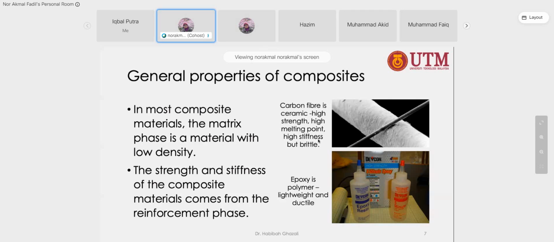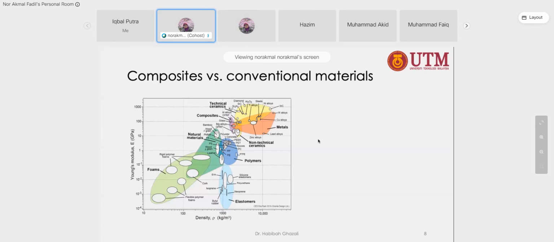So if we combine it with a polymer, we can have zero brittleness but high strength. The zero brittleness comes from the matrix materials. If you look at this diagram, Young's modulus versus density, lightweight material is somewhere here, for example foams, but foams have very low Young's modulus.